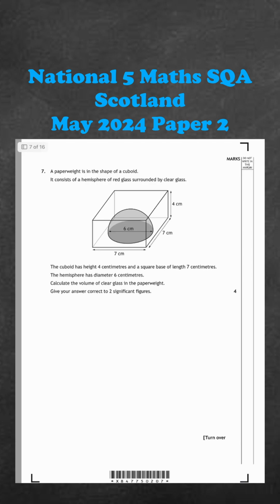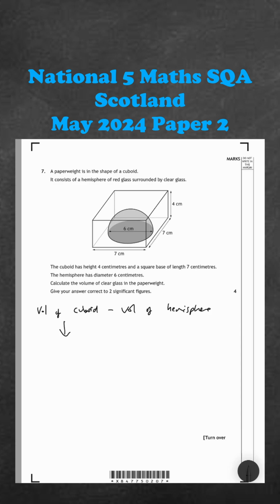Question 7. A paperweight is in the shape of a cuboid. It consists of a hemisphere of red glass surrounded by clear glass. The cuboid has height 4 centimeters and a square base of 7 centimeters. The hemisphere has diameter 6 centimeters. Calculate the volume of the clear glass in the paperweight. Give your answer correct to 2 significant figures. So we basically want the volume of the cuboid minus the volume of the hemisphere.